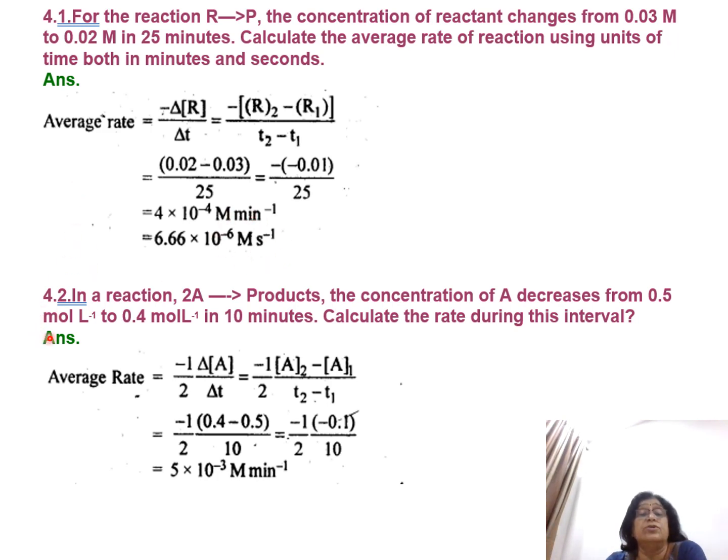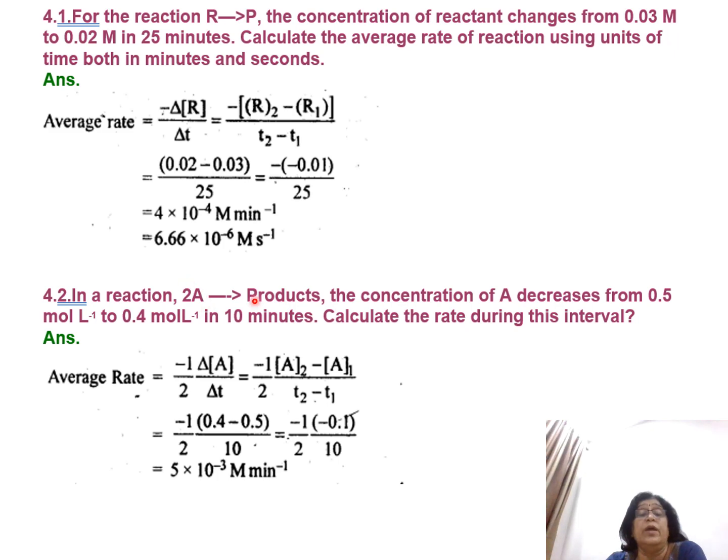Now second question. This is the NCERT in-text question. The second question: in a reaction 2A gives you product, the concentration of A decreases from 0.5 moles per liter to 0.4 moles per liter in 10 minutes. Calculate the rate during this interval.